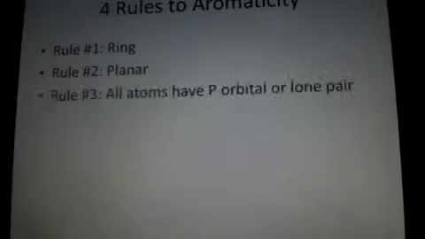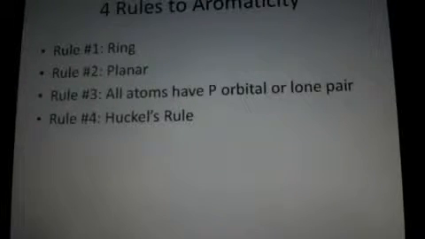Number two is this ring has to be planar, meaning that it has to be aligned with the surface. It can't be coming out. Rule number three is that all atoms have to have p orbitals or lone pairs of electrons on the ring. So if there's a carbon that doesn't have a set of p orbitals or a lone pair of electrons, then it cannot be considered as aromatic.